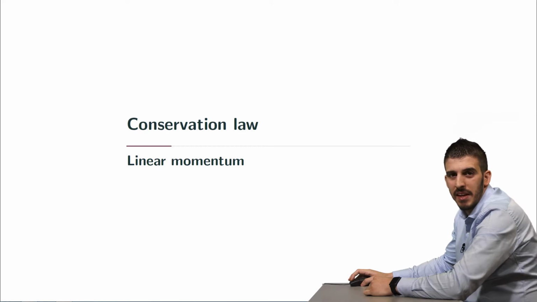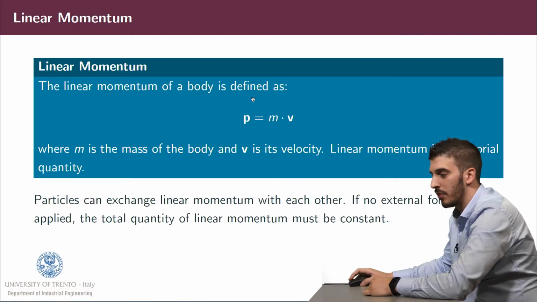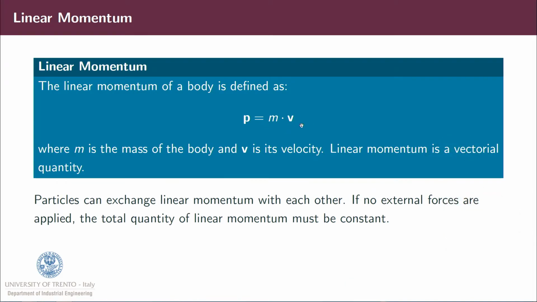Now let's define the linear momentum. The linear momentum of a body is defined as P equal m times v, where v is the velocity and m is the mass of the body. P is a vectorial quantity. So particles in general can exchange linear momentum with each other, but if no external forces are applied, the total quantity of linear momentum must be constant.